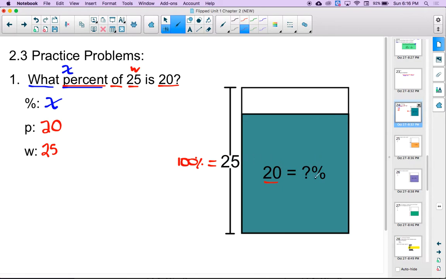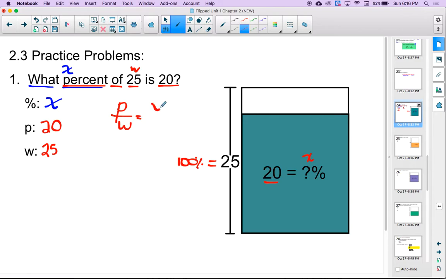So we know we don't have the full 100 here because 20 is smaller than 25. That number, that percent, is what we're trying to figure out. What percent of 25 comes from that 20 that we have shaded? So what you are going to do next, and you are always going to do this, is write the proportion.